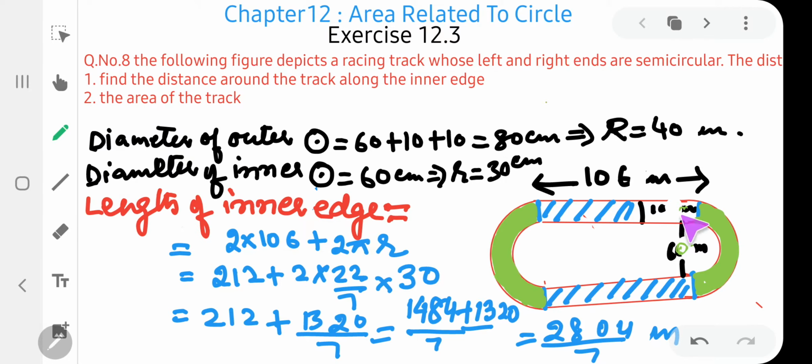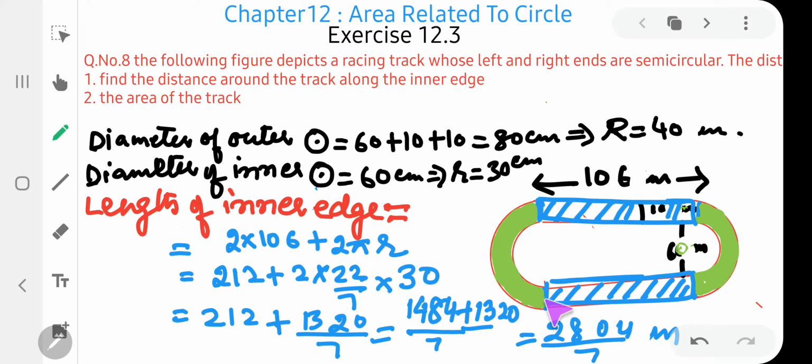If we want to find out the area of this track, children, the area of the track is made up of two rectangles. One rectangle this side, and another rectangle this side. So there are two rectangles and a half ring this side and a half ring this side. If you combine the halves, you will get the full ring and two rectangles. These two added will give you the area of the whole track.